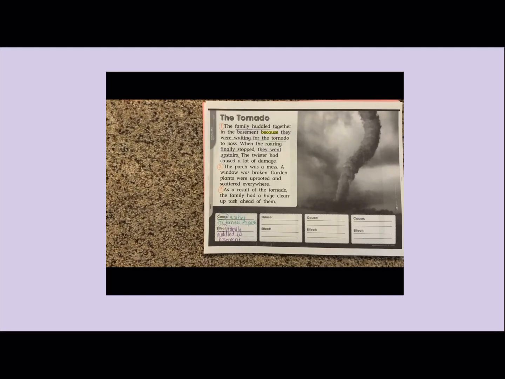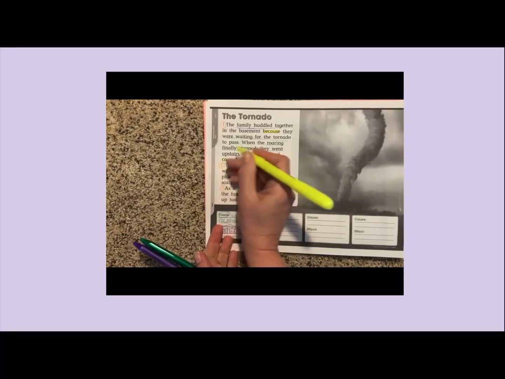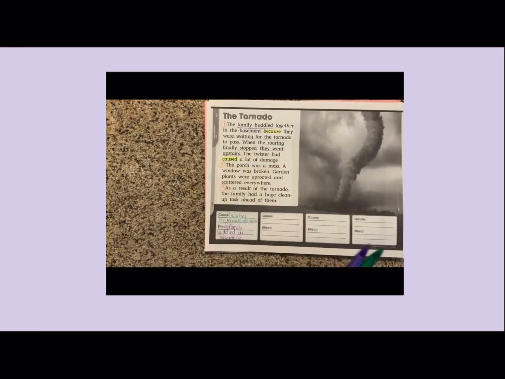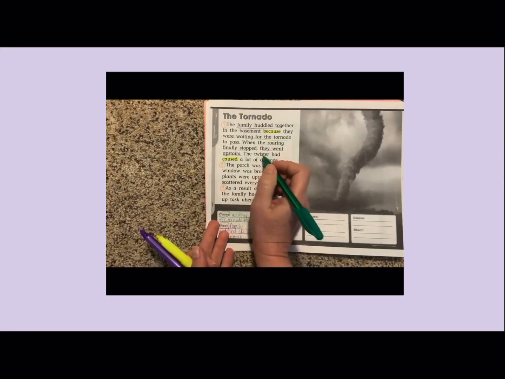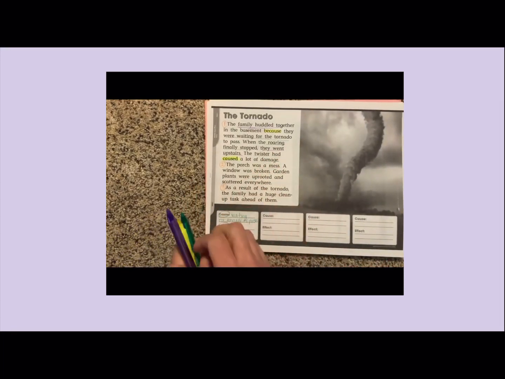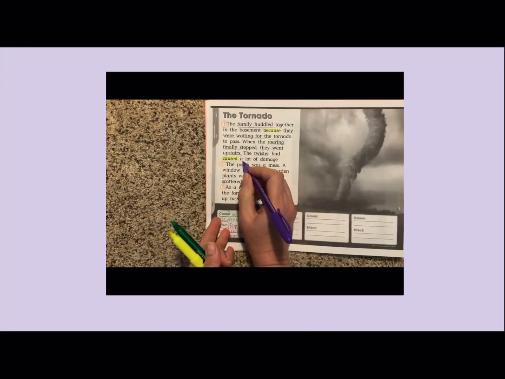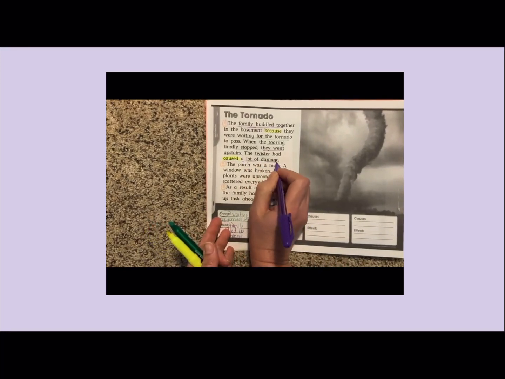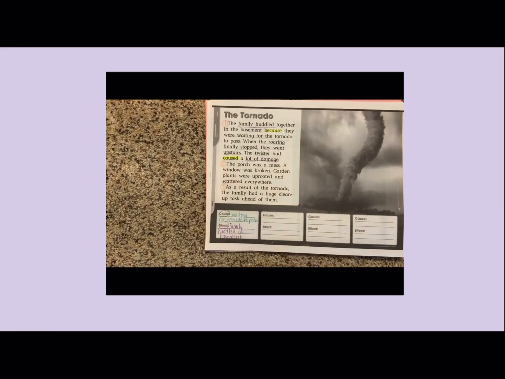Let's continue reading. The twister had caused a lot of damage. Oh, here is a signal word. The signal word caused. What was the cause? The twister came, and because of that, there was a lot of damage. So a lot of damage. That would be the third cause and effect just in paragraph 1. Continuing on with paragraph 2, the porch was a mess. A window was broken, garden plants were uprooted and scattered everywhere.